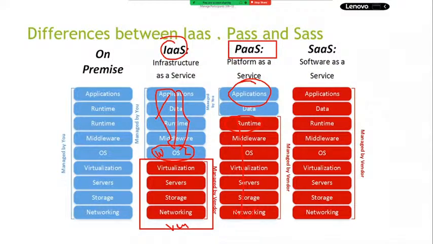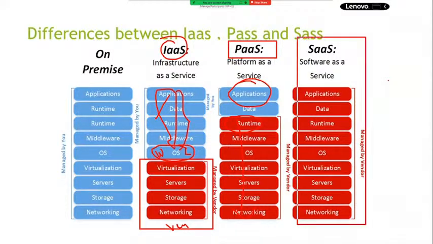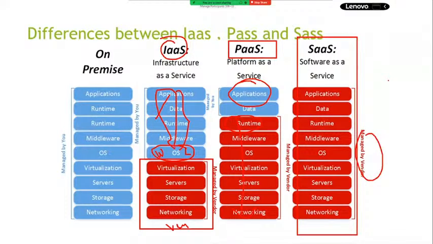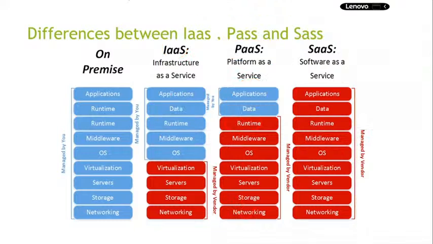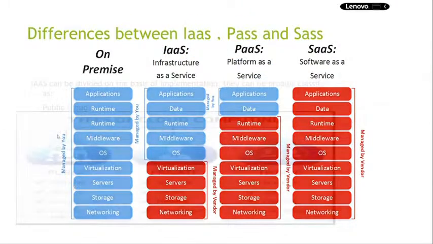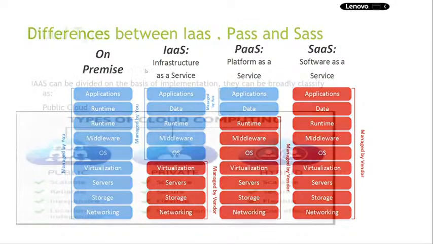Next, Software as a Service. See, nothing is in our hand. Everything is managed by the vendor. You just have to consume whatever they have provided. That's it. That is about the difference between on-premises and cloud computing.